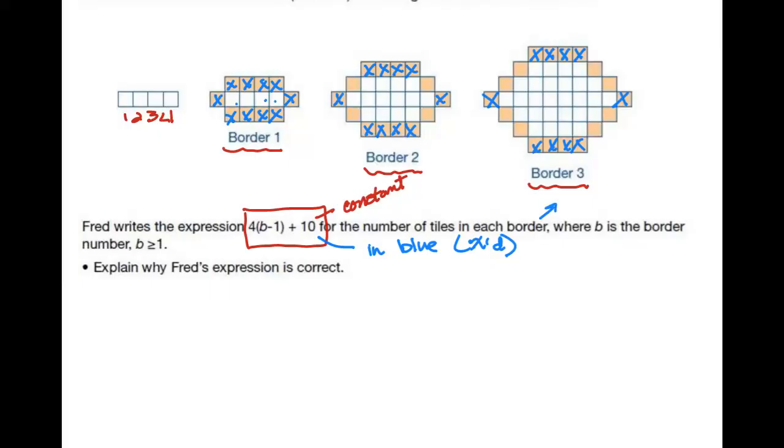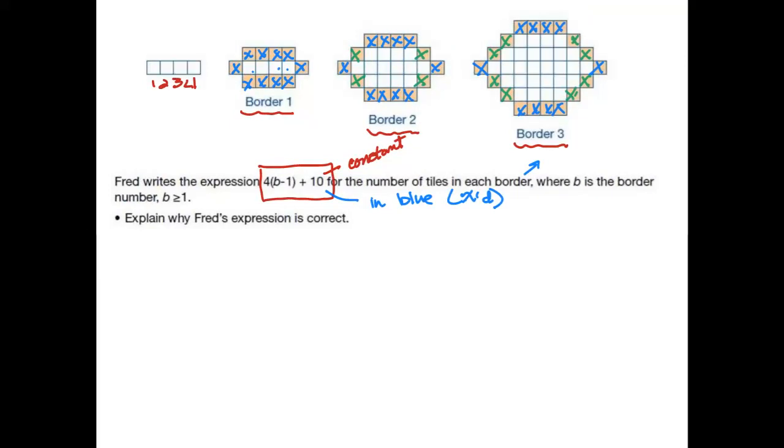Okay, so here we have border 2. 4 times 2 minus 1 is 4 times 1, which is 4. And that accounts for these 4, right? Border 3 has these 4 plus these 4, which is the amount of the plus 10 all in blue, and then 4 times the border minus 1, which basically takes you back to 2.